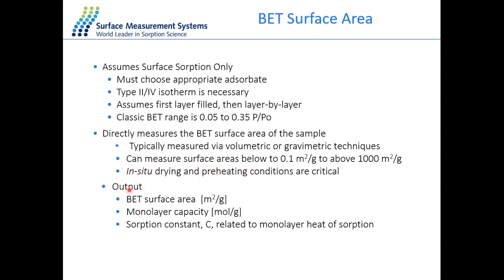So as I mentioned, the output is the BET surface area, typically in meters squared per gram. You get the monolayer capacity, and you get the adsorption constant, which is related to heat of adsorption.